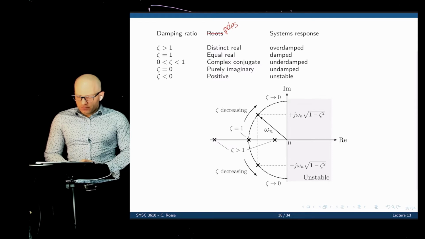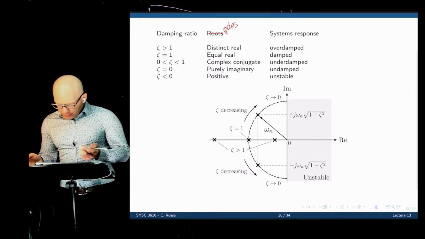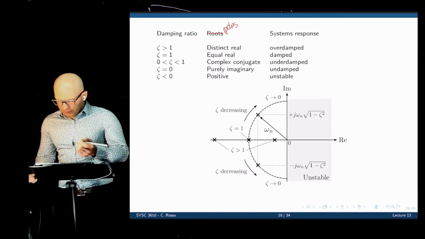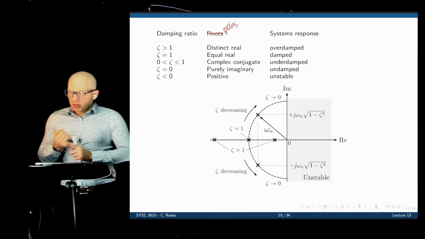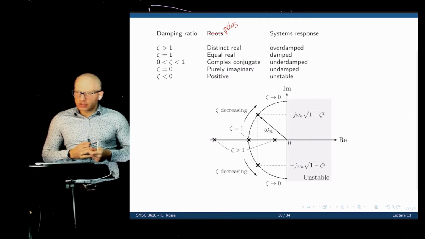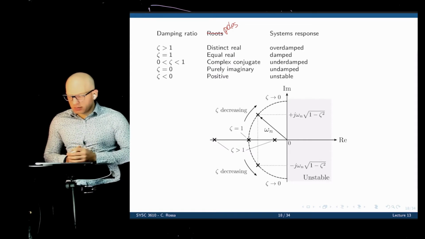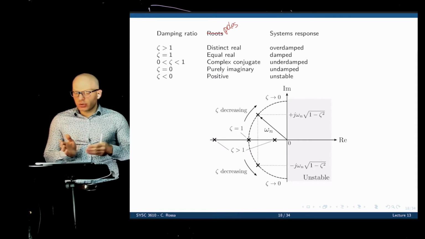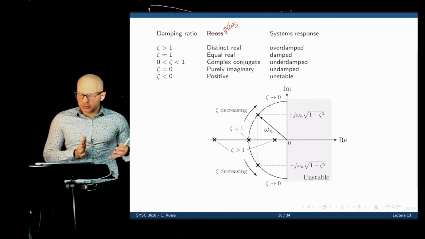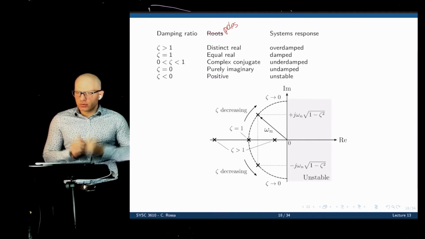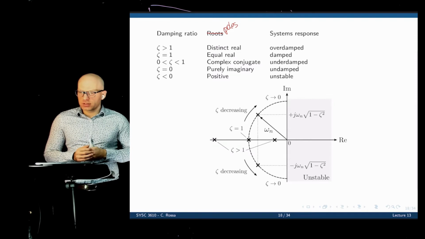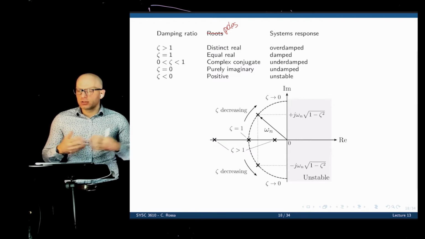So here we have the summary of what we discussed. Six cases of interest here. Zeta greater than 1, we have distinct real poles, and the system is overdamped. Zeta equals 1, real poles that are equal, the system is critically damped. Zeta between 0 and 1, complex conjugate poles, underdamped. Zeta equals 0, purely imaginary, we have an undamped system. And zeta less than 0, the system becomes unstable.